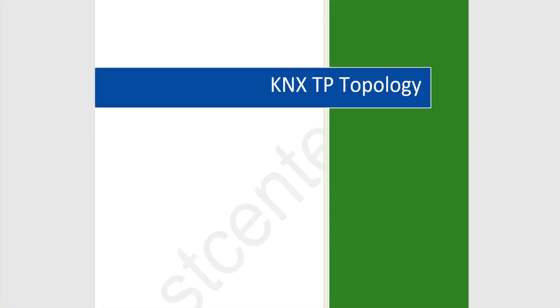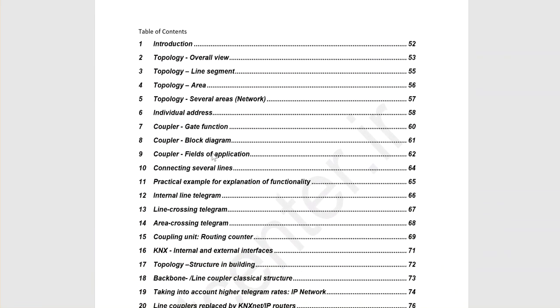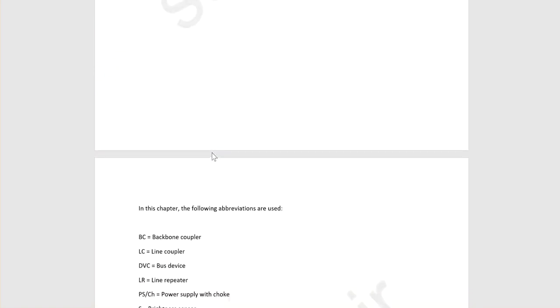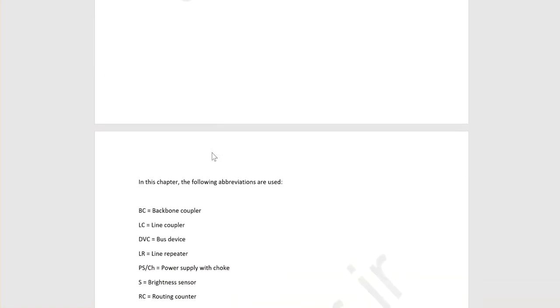Hello my friend, this is chapter 3 of the KNX Basic Course, and it's about KNX TP topology, or twisted pair topology. It's an interesting chapter from the book that we use a lot during projects.